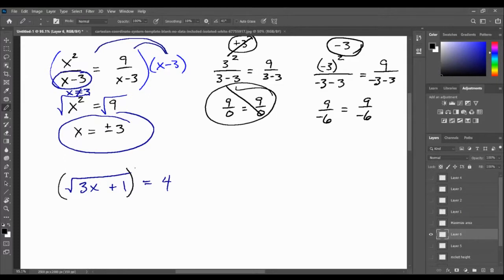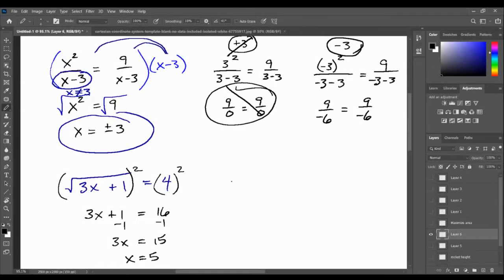But okay, we've got a radical here, and to clear the radical, what we'll do is square both sides. Because if you square a square root, you end up with the radicand, the value inside the square root. So this would just give us 3x plus 1. Squaring 4 gives us 16. Subtracting 1 from both sides, 3x equals 15. Divide by 3, x equals 5.